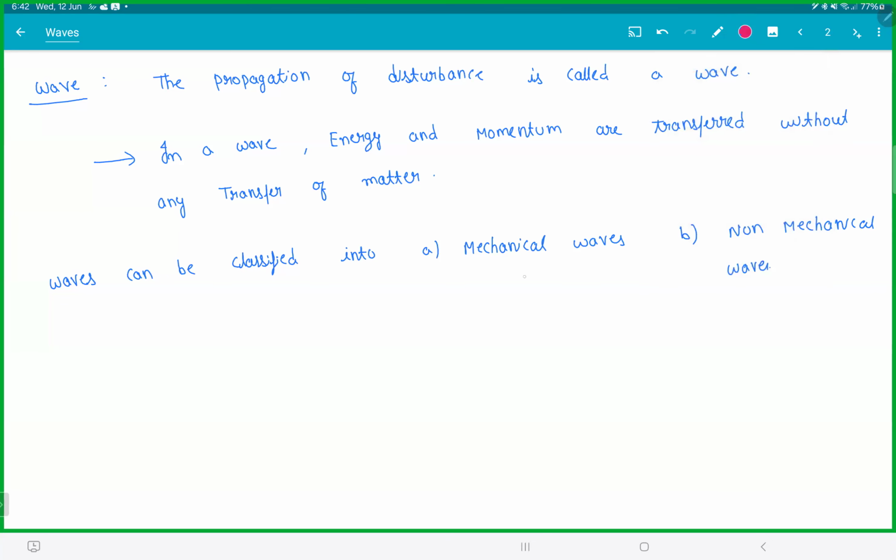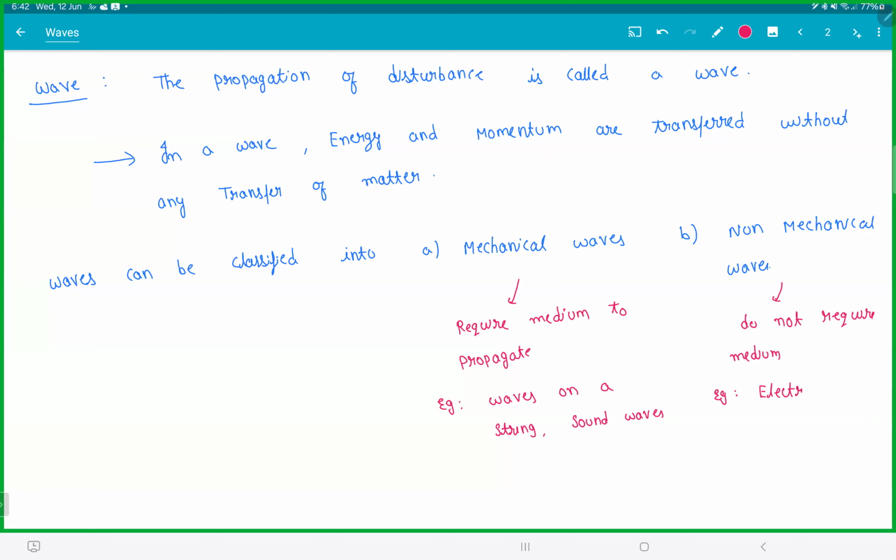So mechanical waves require a medium to propagate, like waves on a string, sound waves. Non-mechanical waves do not require a medium to propagate. Example, electromagnetic waves. We have a separate chapter for the EM waves. We will deal with those things later on. But in our thing, we will be only sticking to mechanical waves. Now, this is one way of classifying based on the material, but there is a better way of classifying depending on the motion of the particles.